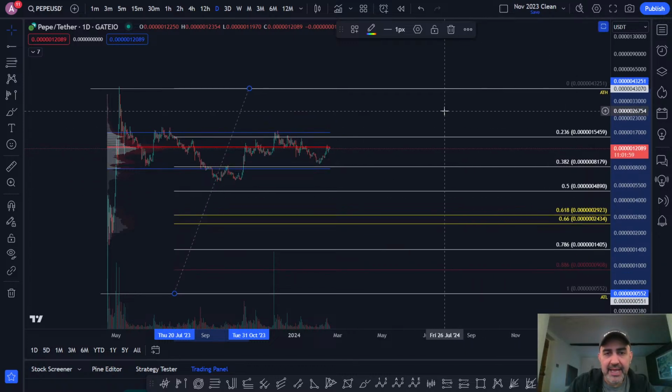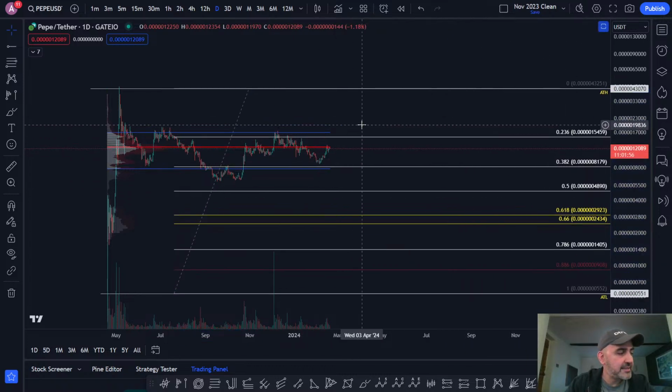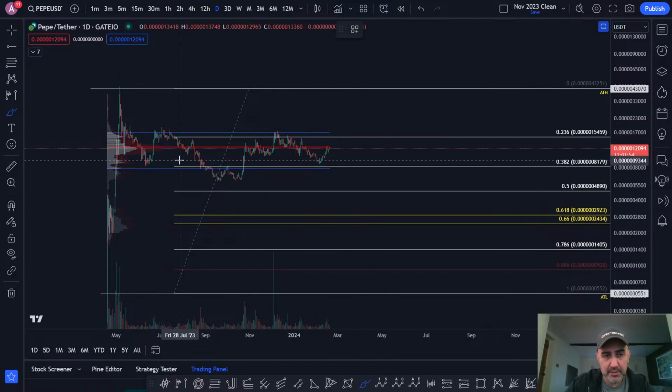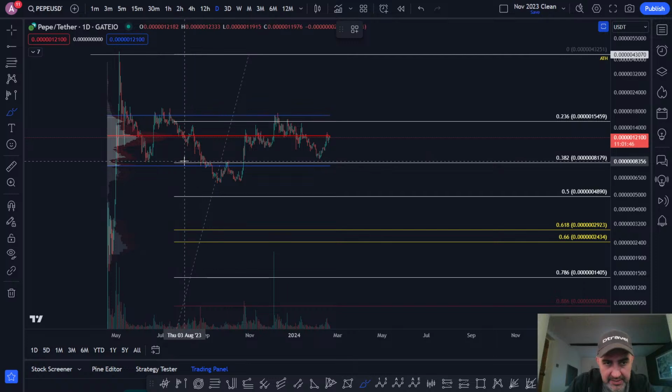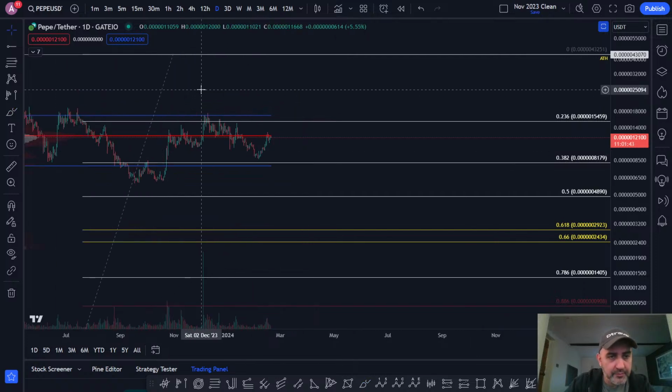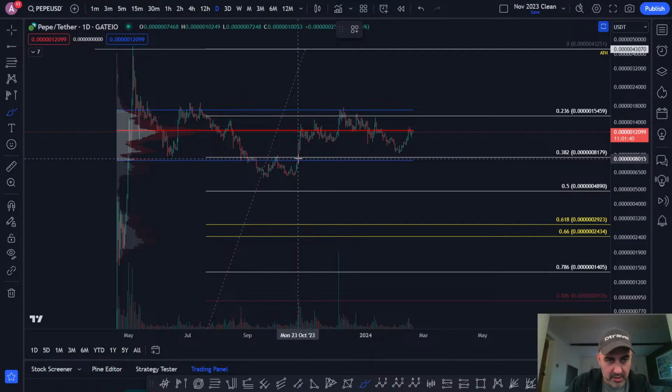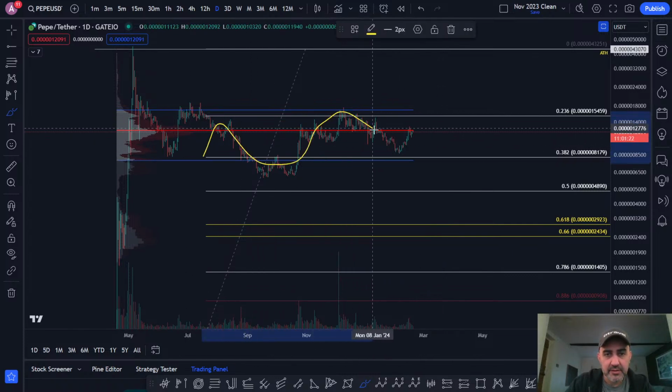So you can see right now that the price is ranging between the 0.382 and the 0.236. And actually the 0.382 is holding as support, and that's coinciding with the value area low of this extended range. So there is a support level flip on the 0.382 here. And you can kind of see the 0.236. So basically the price is kind of like here.